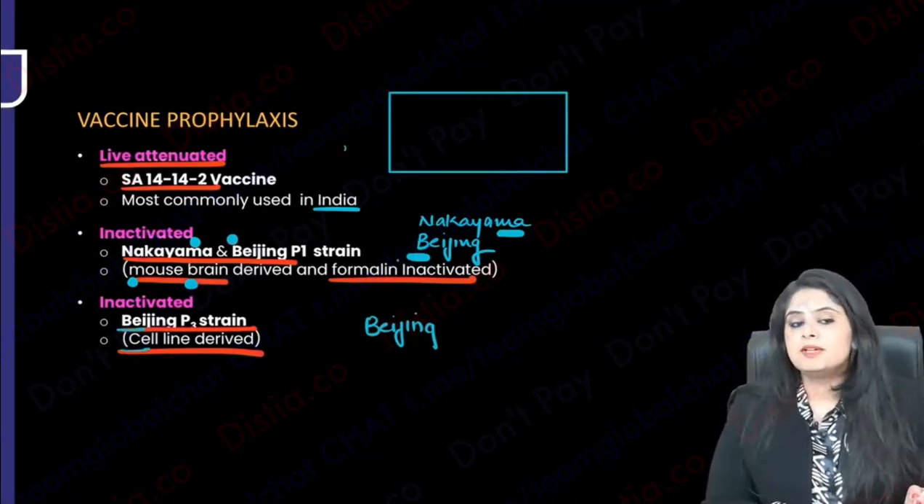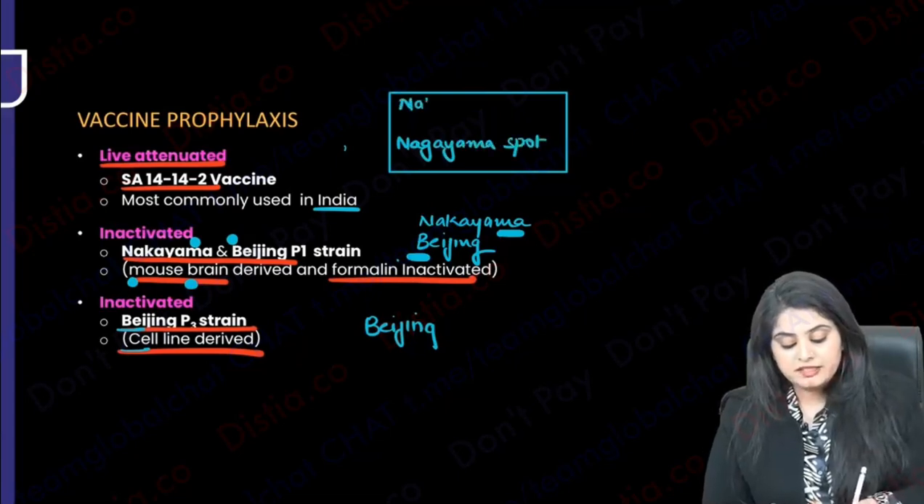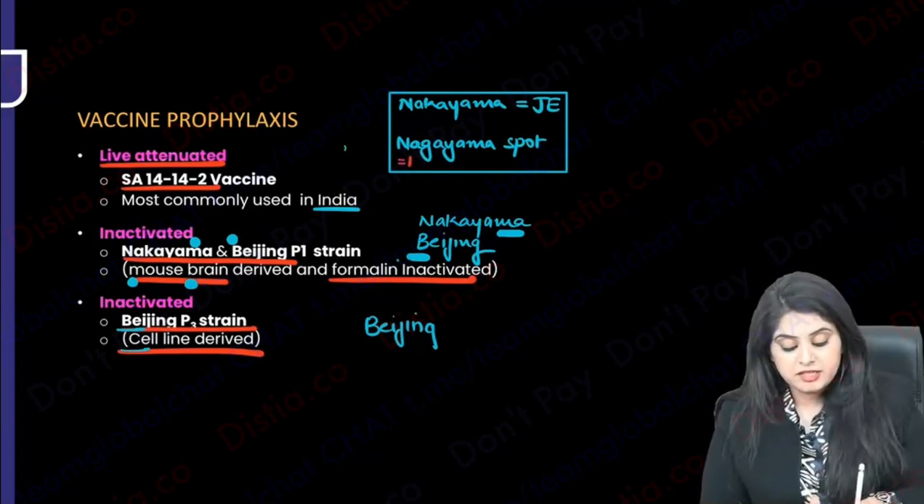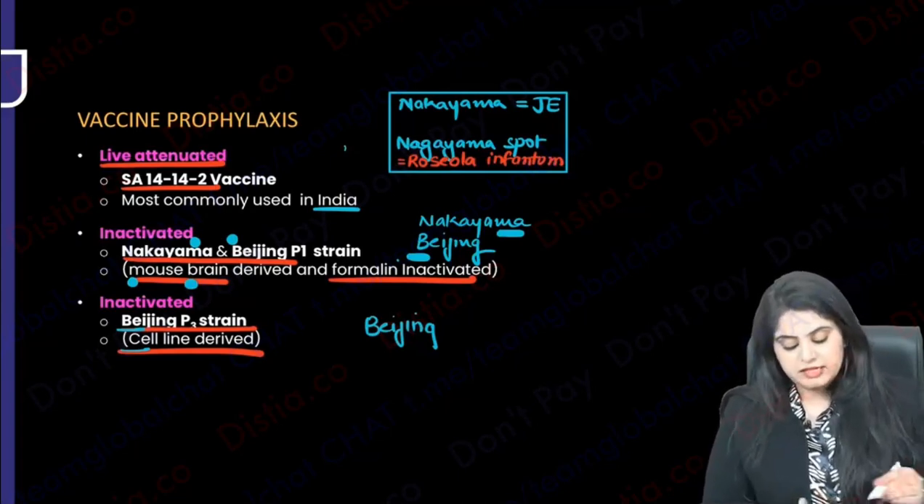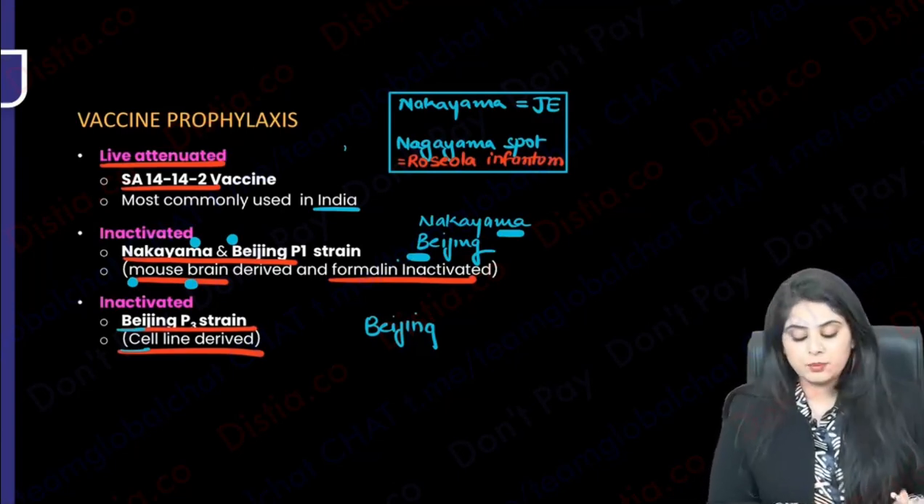I hope you all remember that I have mentioned this earlier as well. Do you remember there was something called Nagayama spots, and I told you don't confuse that with this Nakayama strain that you have over here. So Nakayama strain is the vaccine strain for Japanese encephalitis, and where did you see Nagayama spots? Remember there was something called roseola infantum, the 6th disease. The roseola infantum or the 6th disease showed you the Nagayama spots. Let's move forward. We are done with the entire Japanese encephalitis, settled that topic.